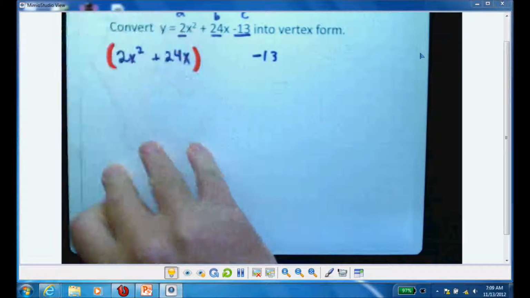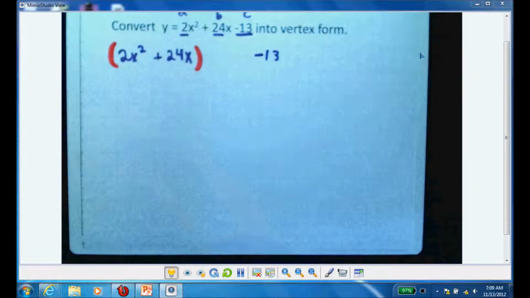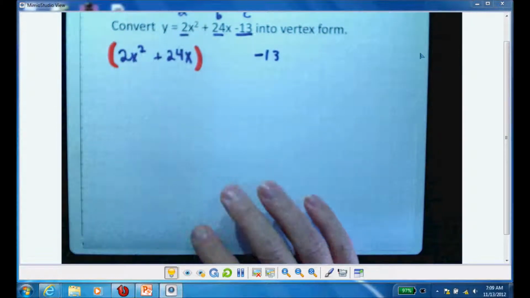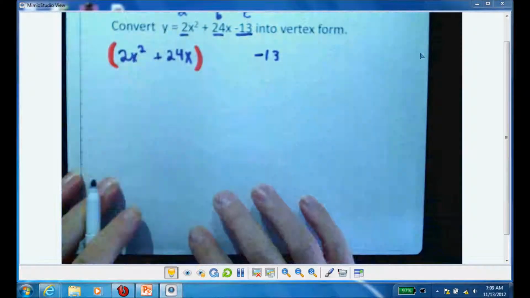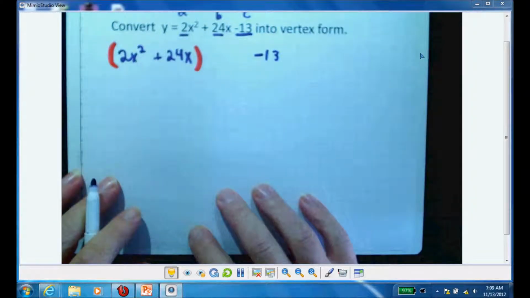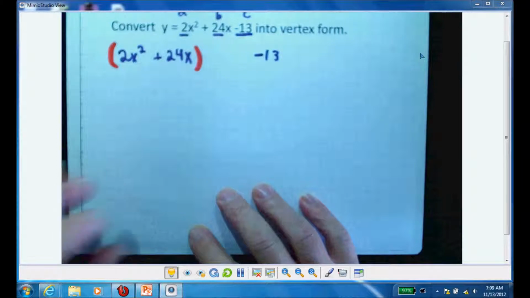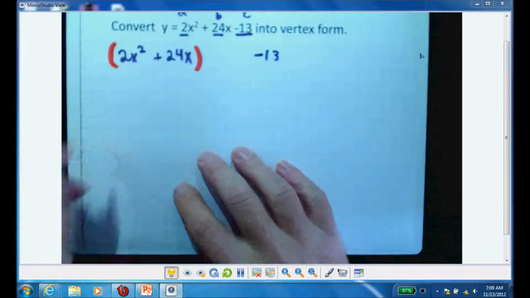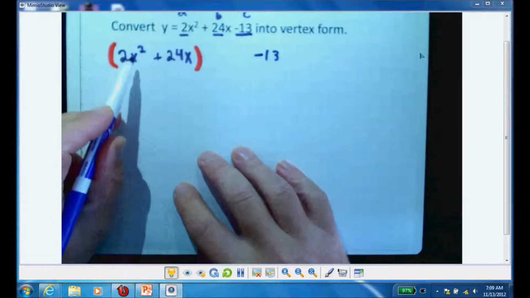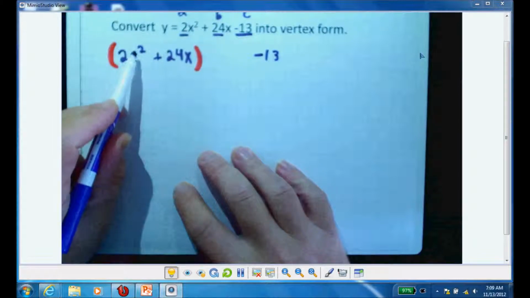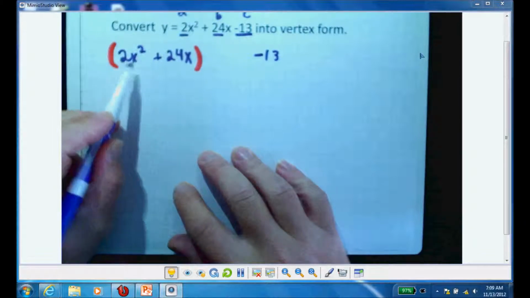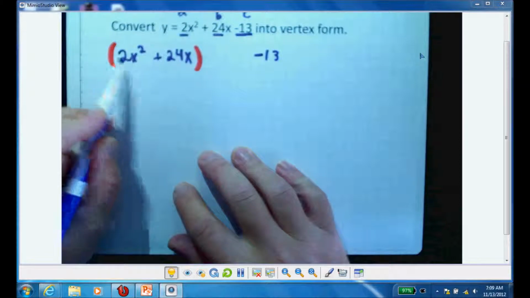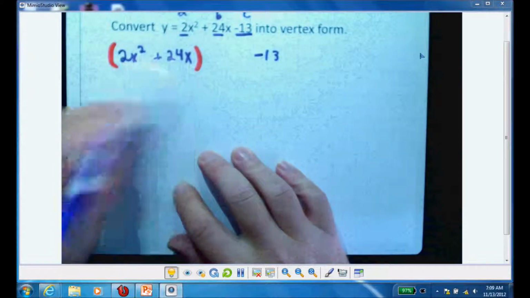And I'm grouping it like this for a reason, to let me know there's some things that I have to do before I can get started on this one. Okay, there's just a couple more steps here. Now, you'll see that I have a 2 out in front of my x to the second power, and so I don't want to really complete the square with the 2 and the 24.